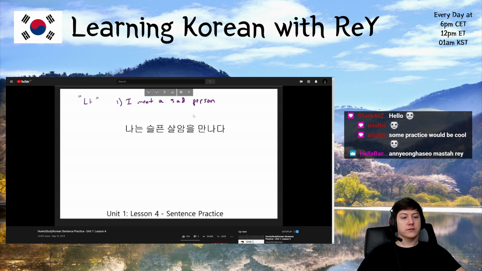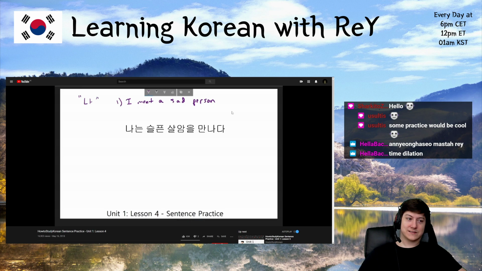Just like the sentences that we've seen in the previous lessons, I know that the sentence structure of this is going to be, in Korean, subject, object, verb. And what I have here is the subject. The object is a sad person, or a person in general, and the verb is to meet. So I can write those down with the particles included. So 나는, and 는 is used to indicate that this is the subject of the sentence.